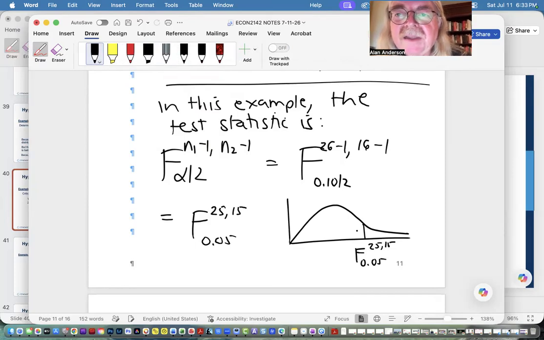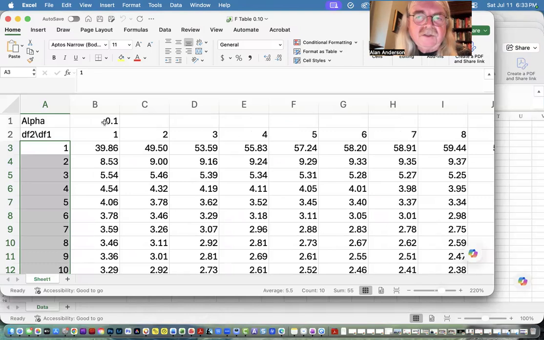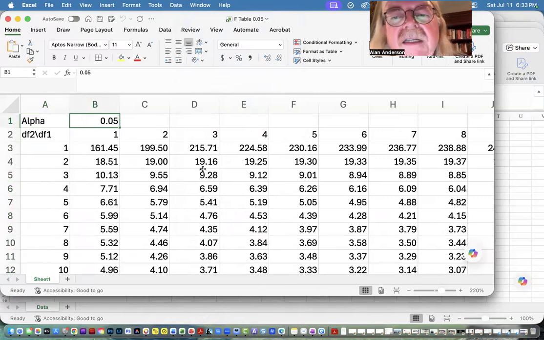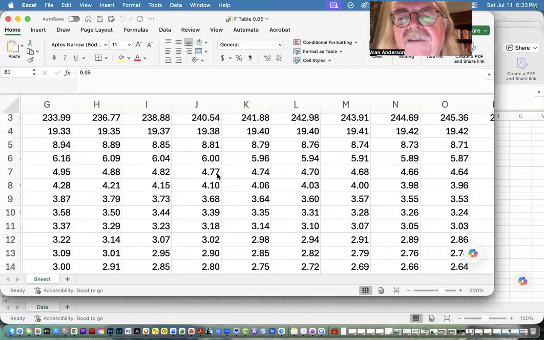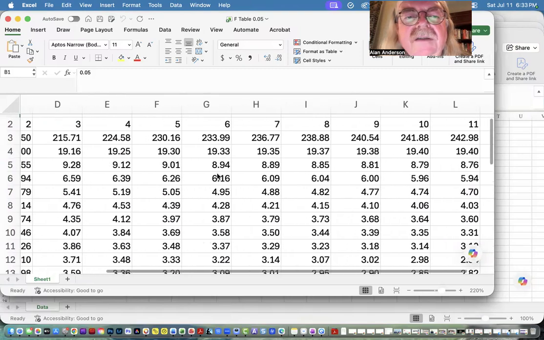Now we get to look it up in that special table. And here's where we have to be super careful. First, pick out the right table. 0.05 is the right table here. So this is clearly not the right one. Here it is. So make sure it's 0.05. Now, the degrees of freedom in the numerator is 25. Oh, bad luck. We don't go that far.